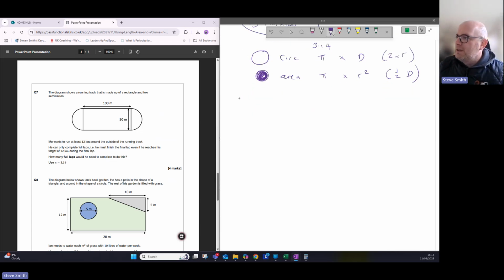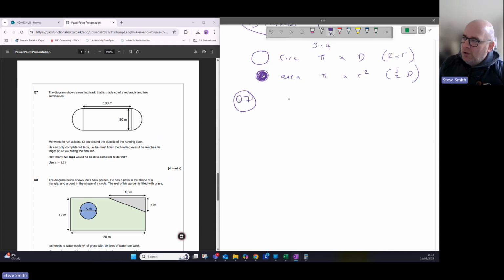We've got question 7. The diagram shows a running track that is made up of a rectangle and 2 semicircles. Mo wants to run at least 12 kilometers around the outside of the running track. He can only complete full laps, i.e. he must finish a lap even if he reaches his target of 12 kilometers during the final lap. How many full laps would he need to complete this?